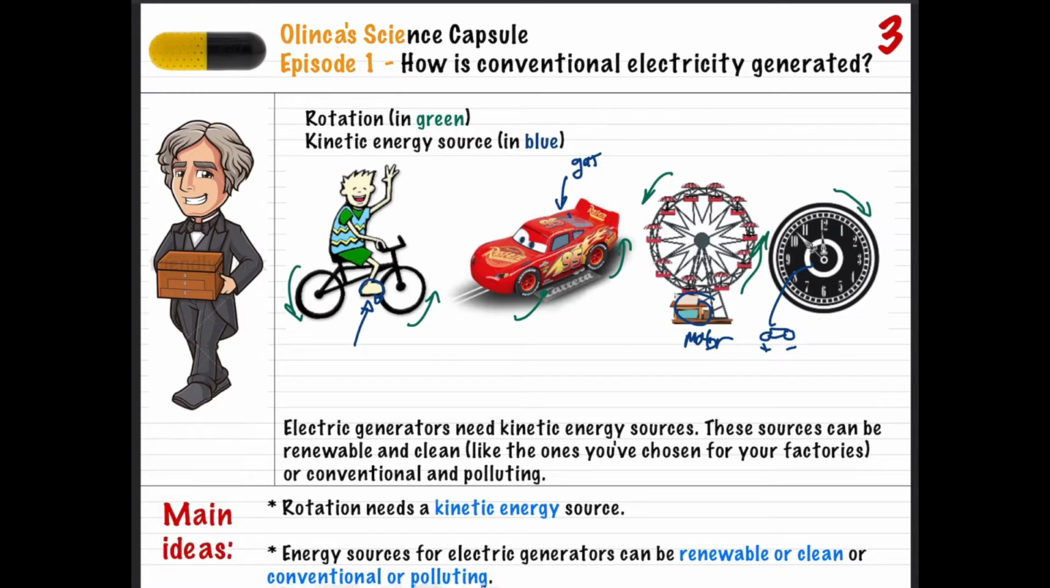It's the same with electric generators. They use different kinds of kinetic energy sources. Some of them are renewable or clean energies, like the ones that you're going to choose for your project, and others are conventional or polluting energies.